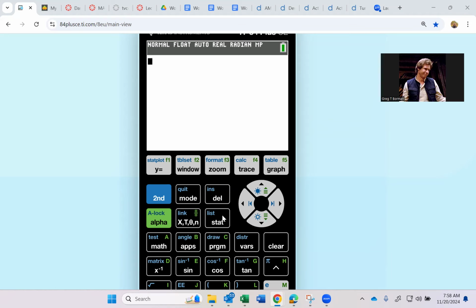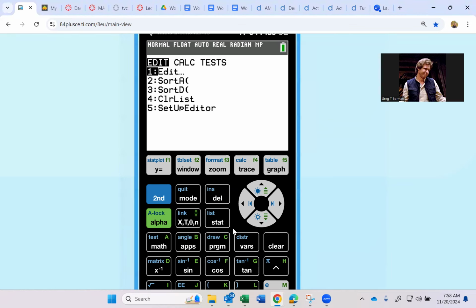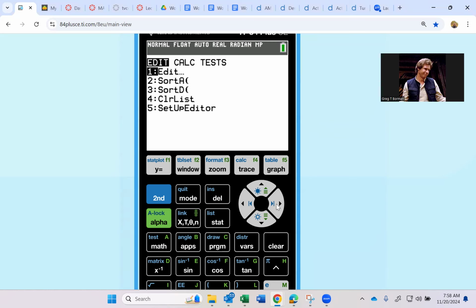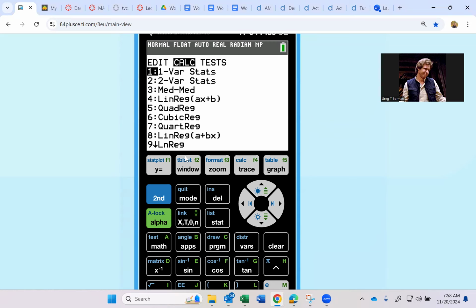So we'll do what we've learned already. We'll go stat, enter, and then we'll put in some numbers, like, oh, I don't know, 1, 4, 3, 6, 4, 4, something like that. I'm just picking numbers randomly. Now if we go stat, right arrow, we have all these options.